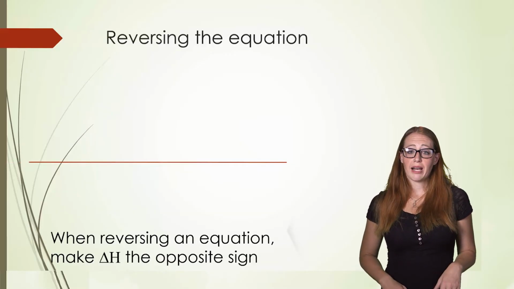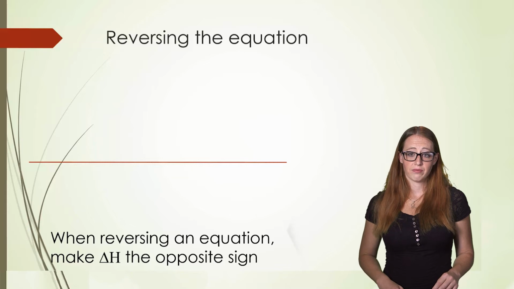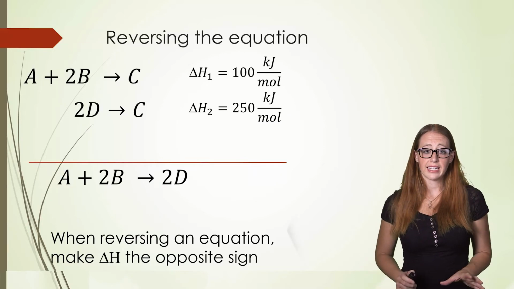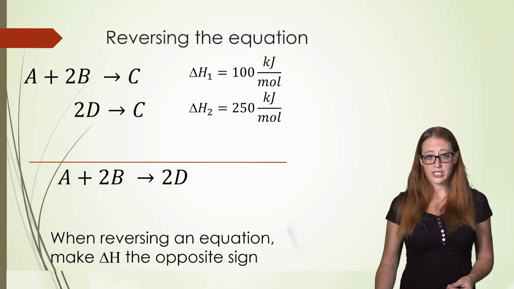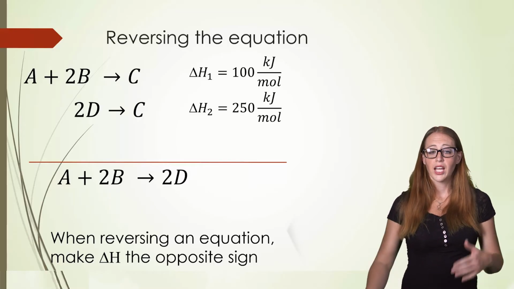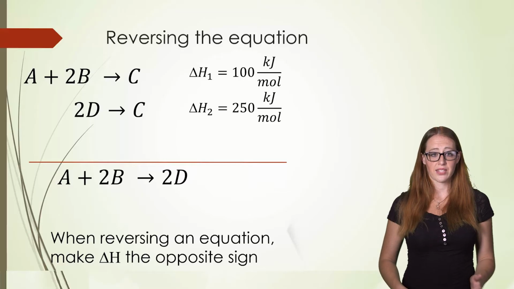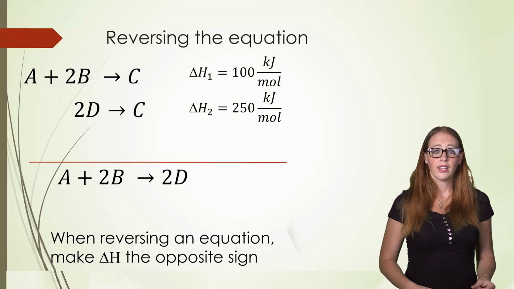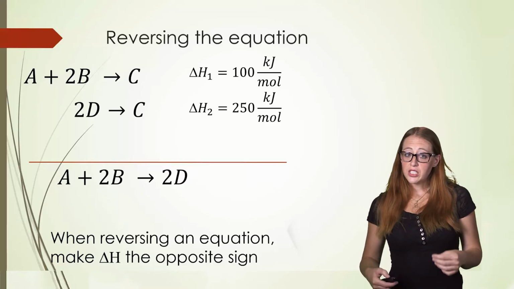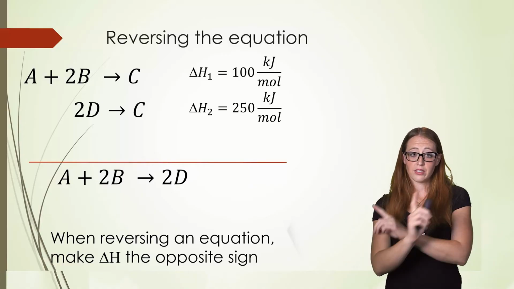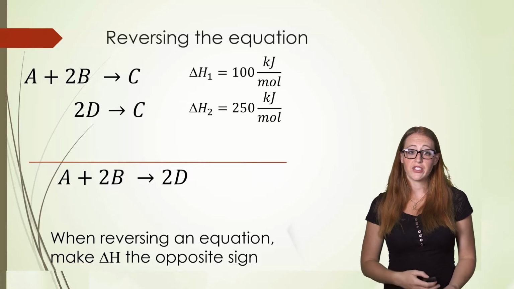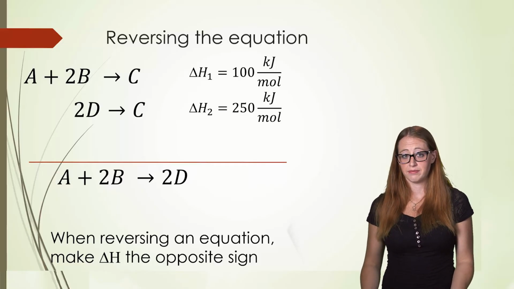Now let's talk about what happens if you reverse the reaction. So take a second and again, look at our setup here. We have the two reactions that I've given you the delta H for. We want to calculate the delta H for the last reaction. When you need to flip a reaction, as you do here, you would need to flip the C and the 2D. You change the delta H to the opposite sign.